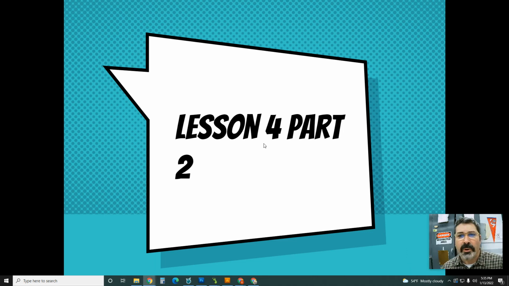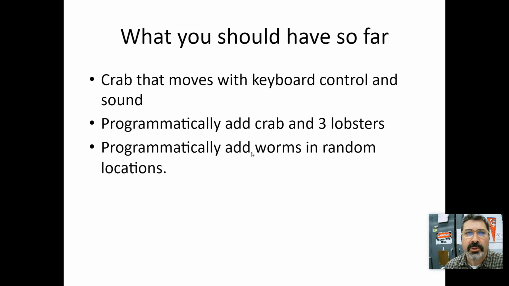All right, ladies and gentlemen, we're going to do lesson 4, part 2. Here's what you should have so far. You should have a crab that moves around with keyboard control and sound. You should programmatically, using code, add a crab and 3 lobsters, and you should programmatically add worms in random locations, and they shouldn't be up against the edges of the world.